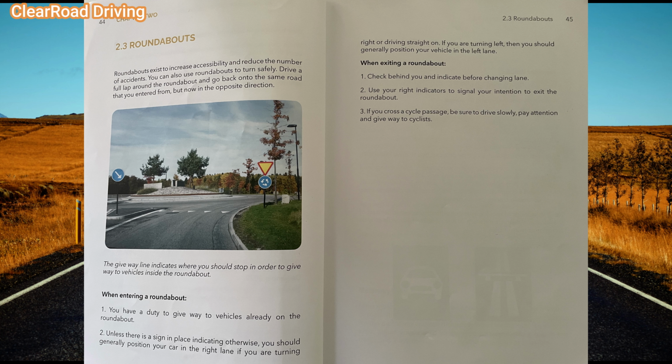When exiting roundabouts, the rules are: first, check your mirrors properly and make sure that it is safe before changing lanes. Second, indicate right to signal your intention for exiting. Third, give way to cyclists and of course pedestrians as well, if you find one right after exiting the roundabout. Let's proceed to the videos to demonstrate the rules.